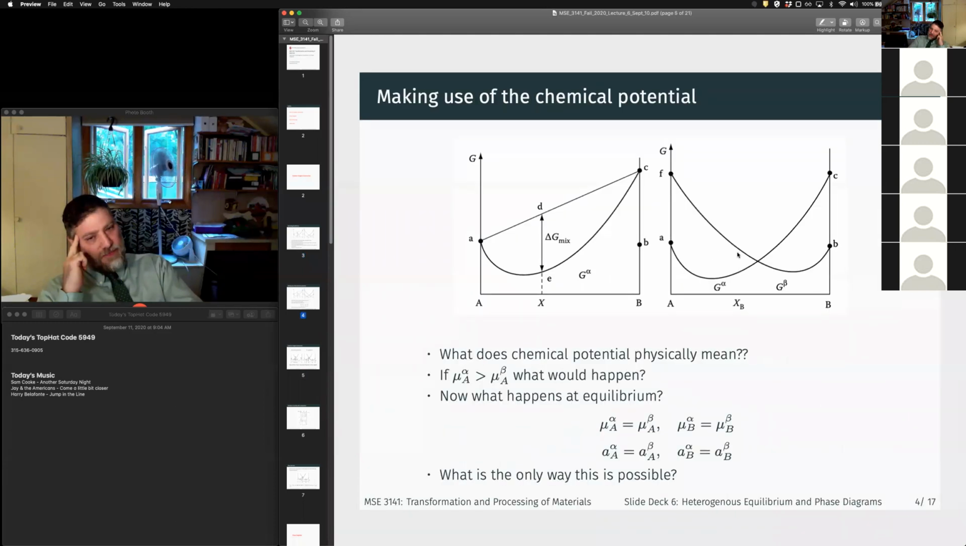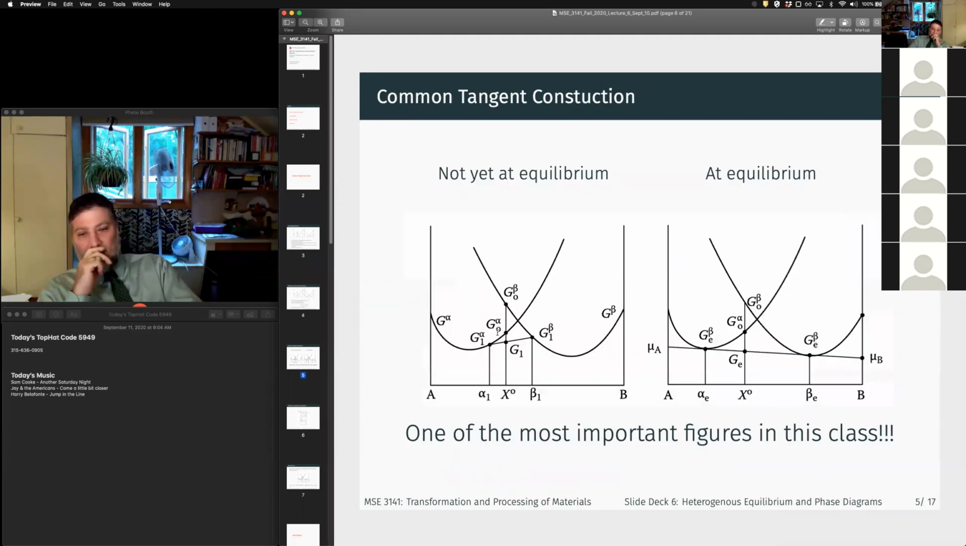If I have x naught, or xa times g alpha here and xb times g beta here, and I weight them together by their fraction, I'm not guaranteed to be at the minimum free energy. In fact, I guarantee you that you're not going to be at the minimum free energy. How do we get there? We can actually lower our free energy by having alpha be at this composition and beta be at this composition.